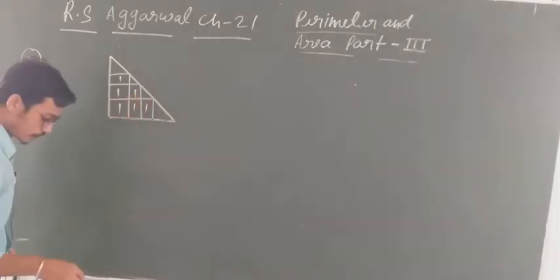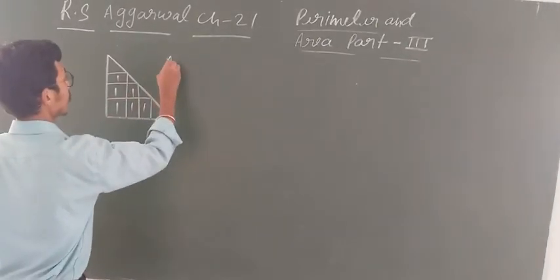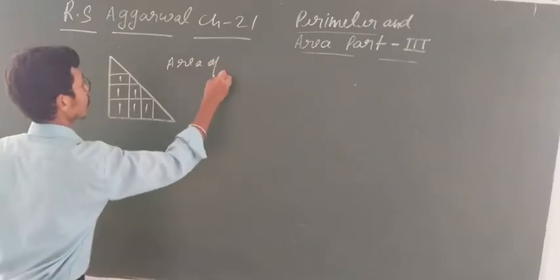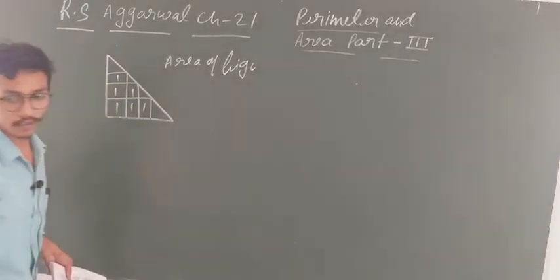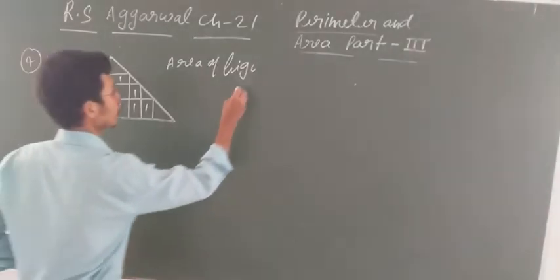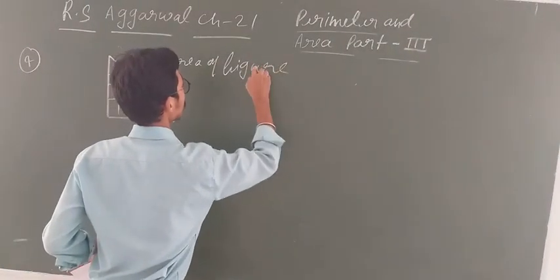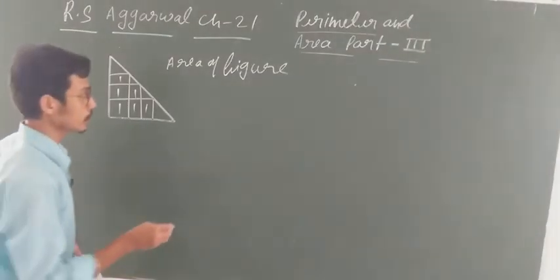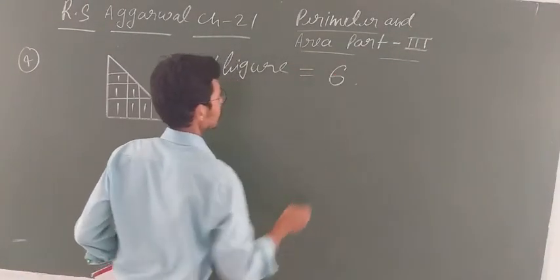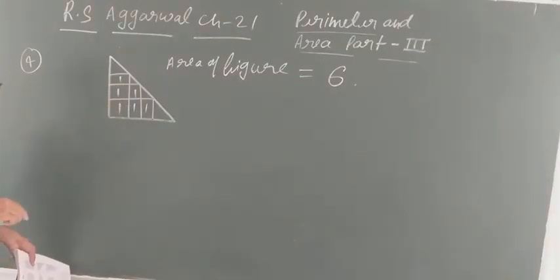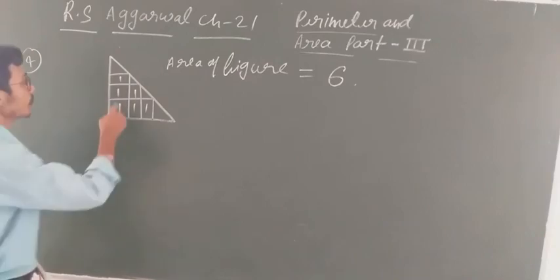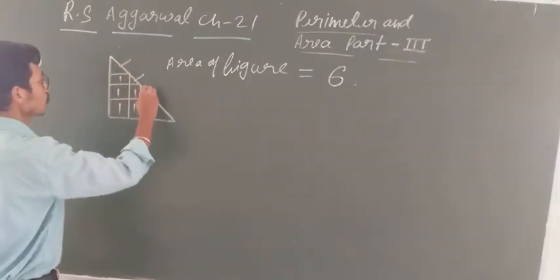So if you have to find out the area of this, yani area of the figure, clear, student? So how can you find it? Total how many full squares are given? Yani total 6 full squares are given. You can count 1, 2, 3, 4, 5, 6. 6 full squares are given, and total half, how many halves are given? Here 1, 2, 3, 4.